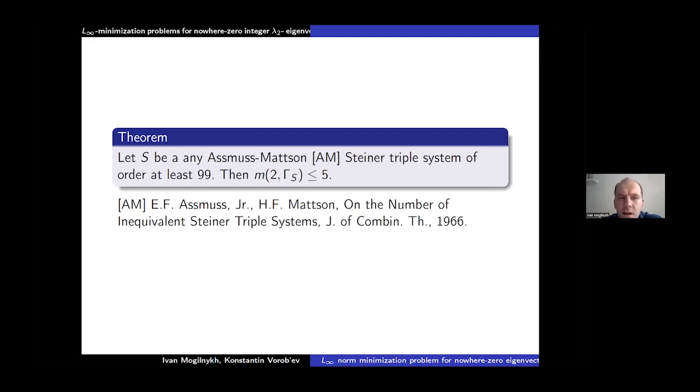We take any Asmus-Madsen Steiner triple system of order at least 99. Then any nowhere-zero integer second eigenvector will have infinity norm such that the optimum will be not greater than 4.